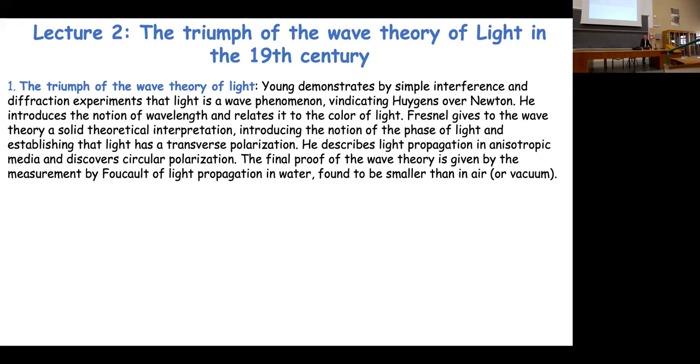After Young, Fresnel in France gave the wave theory a solid interpretation. He introduced the notion of phase of light and established that light has a transverse polarization. It's a vibration in a plane which is perpendicular to the propagation of the light rays. Fresnel was also able to describe light propagation in anisotropic media, and he discovered circular polarization. Finally, the proof of the wave theory was given by the measurement of the velocity of light in water by Foucault in the mid-19th century, and he found indeed that the velocity of light propagation was smaller in water than it is in air.